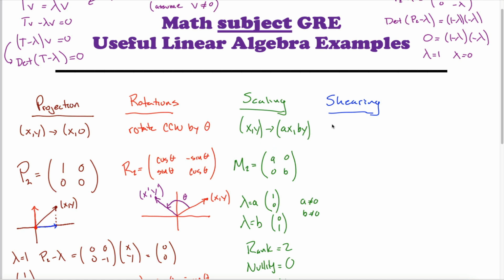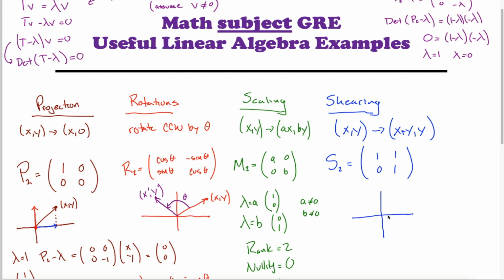Finally, shearing. What shearing does, or one example of shearing, would be if I took the vector xy and I mapped that to x plus y, y. Maybe I'll call this S2. One example of a shearing matrix would be 1, 1, 0, 1. What's going on over here might be easiest to see if we just consider the image of the vector 0, 1. So this vector right here, the image under this transformation of this vector would be this vector 1, 1 out here.